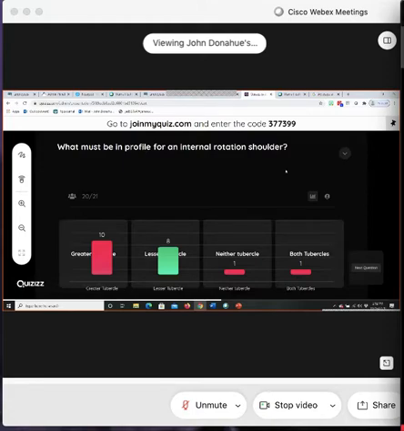Look at what must be in profile for that external versus internal shoulder. Very easy concept to mix up, but very important questions to make sure that we focus on. It's another great thing the registry can throw at you right there. Be able to tell on an x-ray as well what those look like.